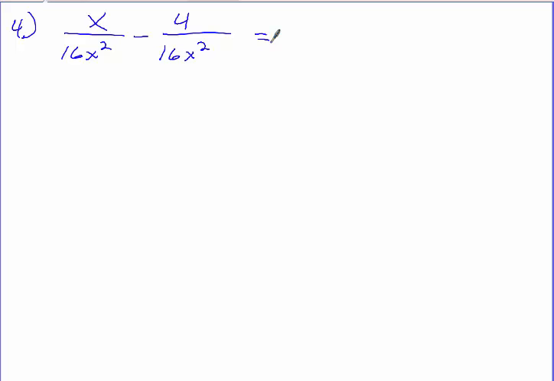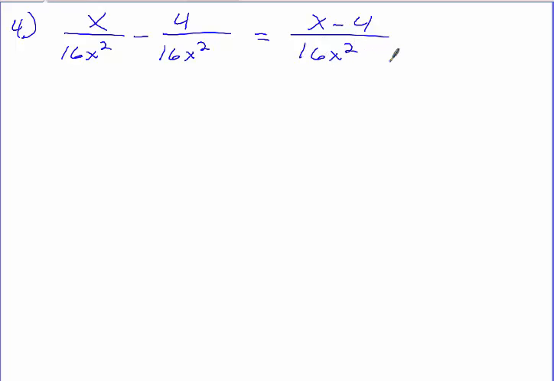Okay, so the important thing is, are those two fractions on the same side of the equal sign or on different sides of the equal sign? Same side. So in order to combine fractions that are on the same side, you just have to have the common denominator. So do we have a common denominator there? Yeah. So do the bottoms already match? Yeah. So all I do is I just do the math on top. So I get x minus 4 over 16x squared.